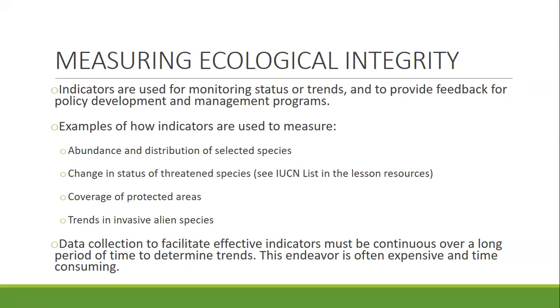So some examples of how indicators are used to measure. For example, you may look at abundance and distribution of the selected species. Where are they located? How many? Mapping would prove to be very useful here as well. Indicators can measure the change in the status of threatened species. So what are the details regarding a particular threatened species? Are the numbers increasing? Are they continuing to decline? What programs or protections are put in place?